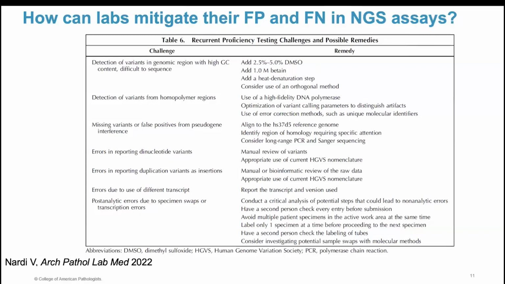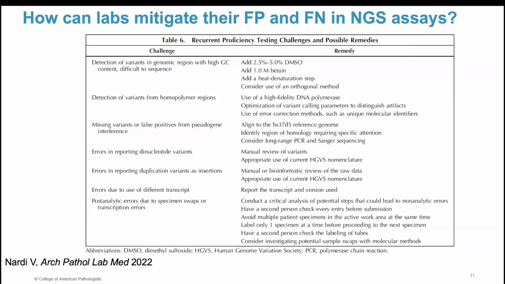We didn't talk about false positives from pseudogene interference, although those have been seen in germline proficiency testing. And these could be mitigated by aligning to a different reference genome and considering maybe long-range PCR and Sanger sequencing. Then we talked about errors in reporting multinucleotide variants. Those are errors in annotation, not detection.